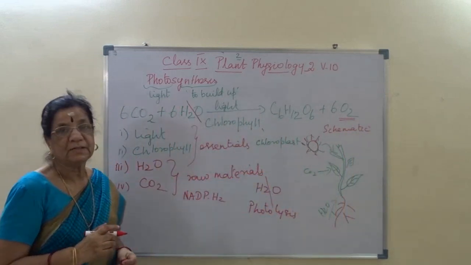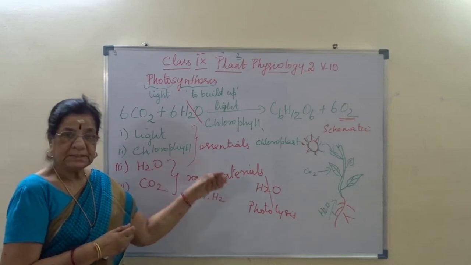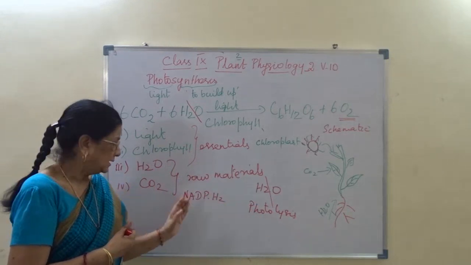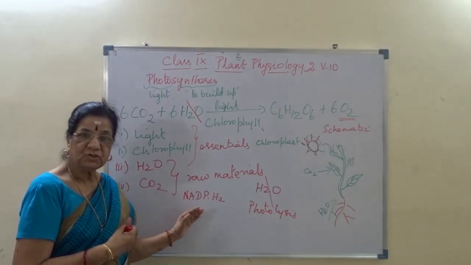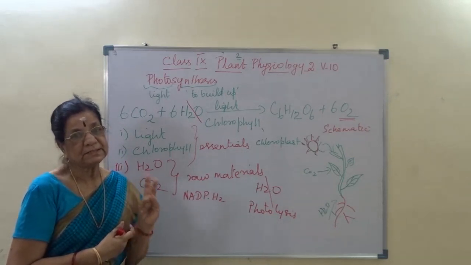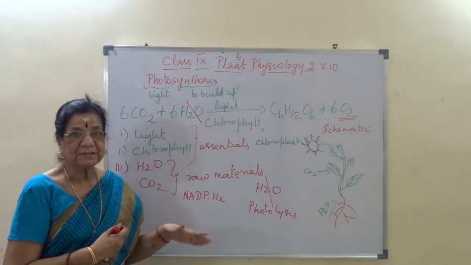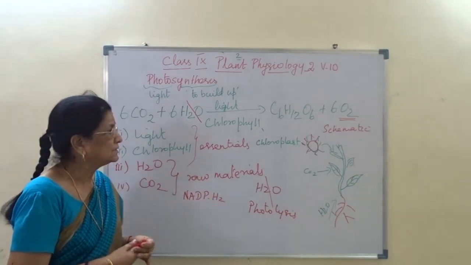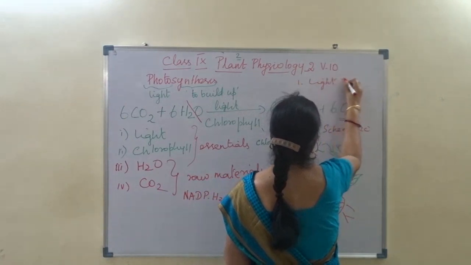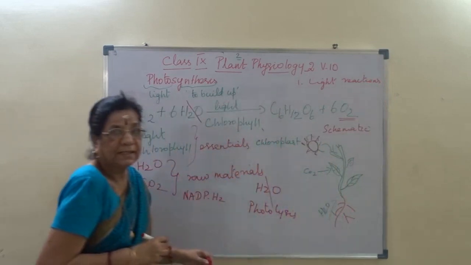The oxygen is released as a byproduct. So in the process, first water is split, which is photolysis, then NADP is reduced to NADPH2. These two events take place in the leaf in the presence of sunlight, so these two reactions are called light reactions.